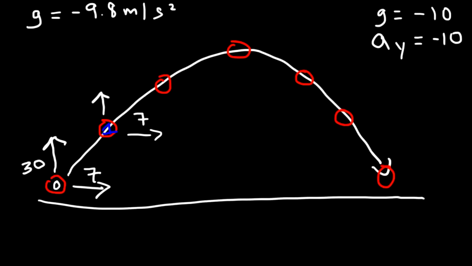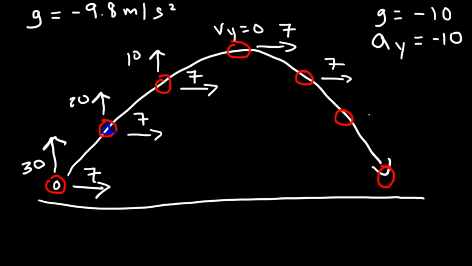So 1 second later, it's going to be 20. 2 seconds later, Vx is going to be the same, but Vy is going to be 10. 3 seconds later, Vy is now 0. At the top, it's not going up anymore. You only have horizontal motion, but Vx is still 7. Then Vy becomes negative. But Vx will always remain 7, because Vx is constant and the acceleration in the x direction is 0.